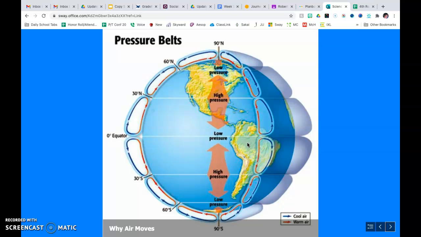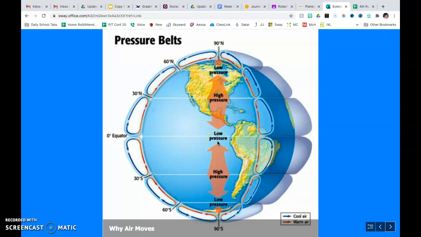Okay, let's talk about pressure belts for just a second. You can see that, of course, this is the equator, so 0 degrees latitude, and then we have both 30 degrees north and 30 degrees south, 60 degrees north, 60 degrees south, and then 90 degrees north and 90 degrees south.